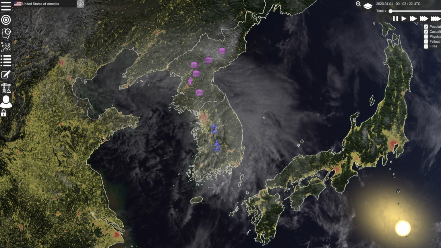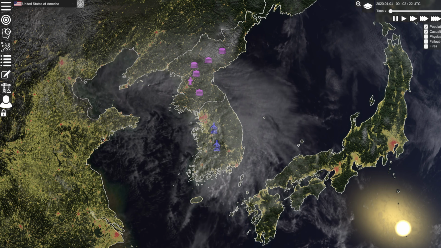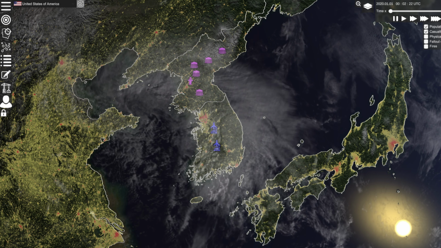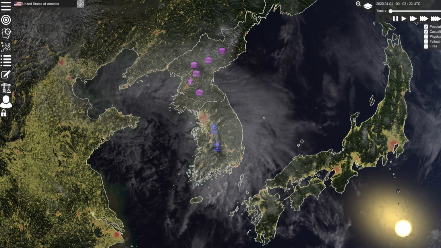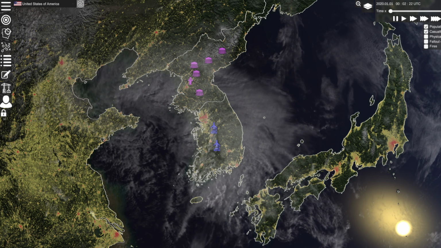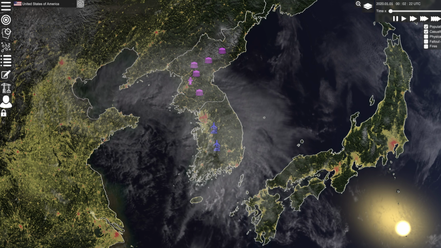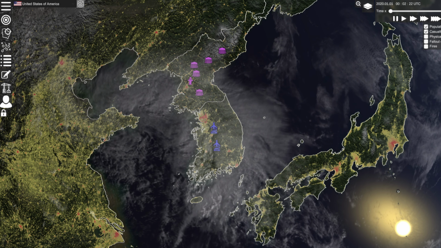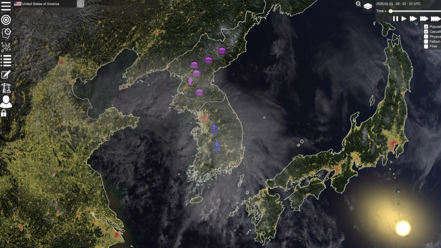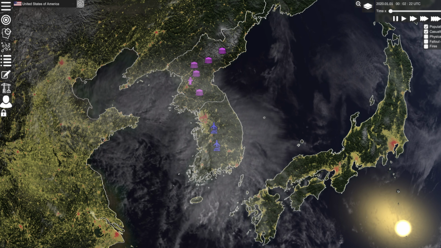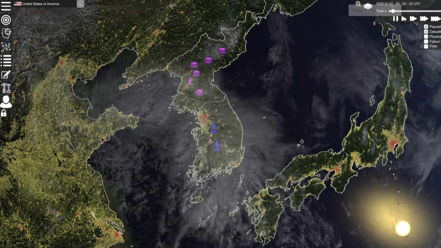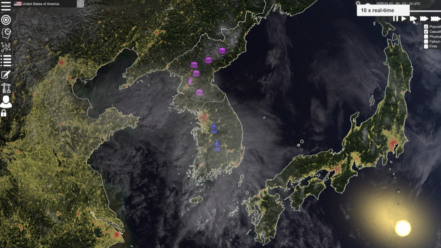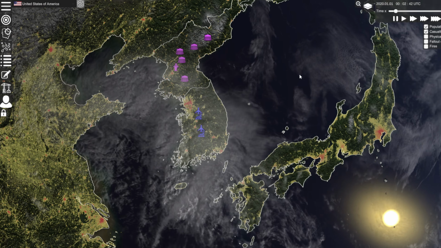As you can see down at the bottom right, the United States is launching a preemptive nuclear attack against North Korea to eliminate its nuclear capability. In this scenario, the United States believes the North Koreans are getting ready to launch a nuclear strike. So here we go. I'm going to speed things up a little bit.